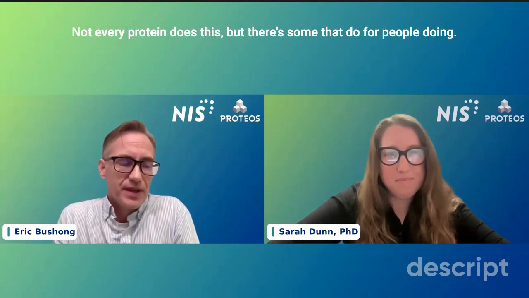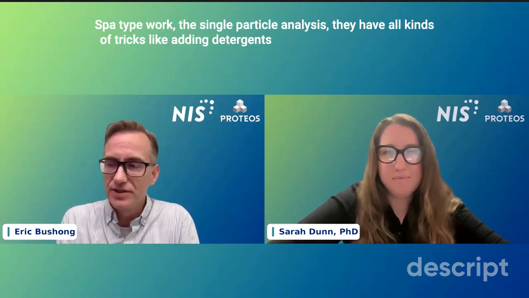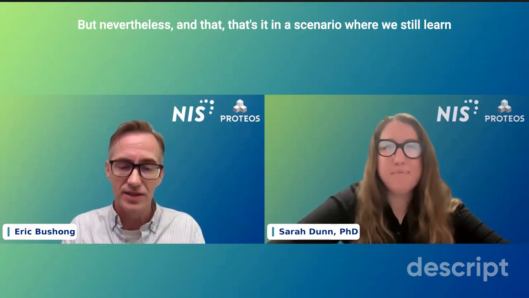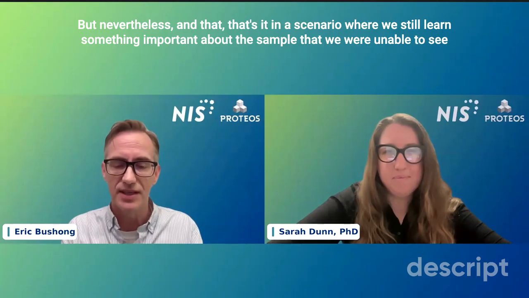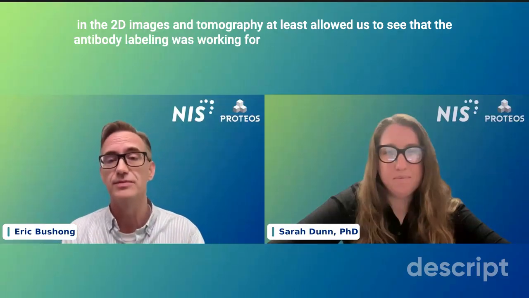For people doing SPA type work, the single particle analysis, they have all kinds of tricks like adding detergents to their samples, but that's something, especially for an LNP sample, that would perhaps be harder to do. So I think that's a sample preparation artifact, but nevertheless that's a scenario where we still learn something important about the sample that we weren't able to see in the 2D images, and tomography at least allowed us to see that the antibody labeling was working for these particles.